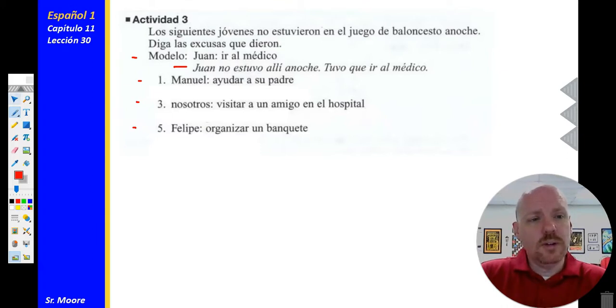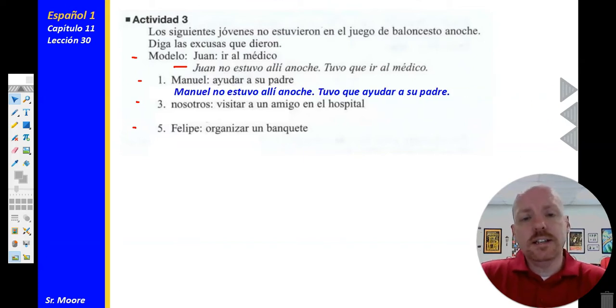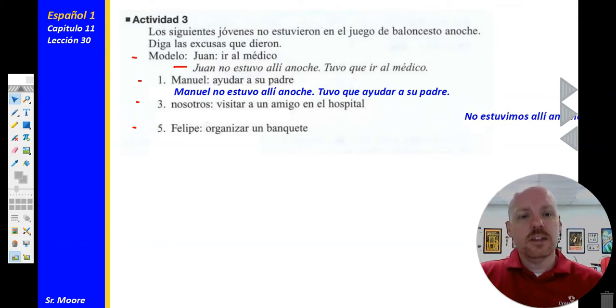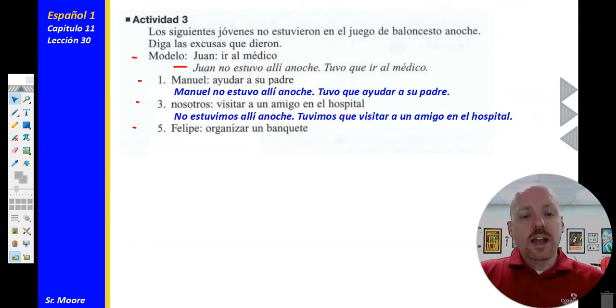Okay, I hope those went well for you. Let's take a look and see how you did. Número 1 would be, Manuel no estuvo allí anoche. Tuvo que ayudar a su padre. Manuel was not there last night. He had to help his dad. Número 3. Nosotros no estuvimos allí anoche. Tuvimos que visitar a un amigo en el hospital. We were not there last night. We had to visit a friend in the hospital.